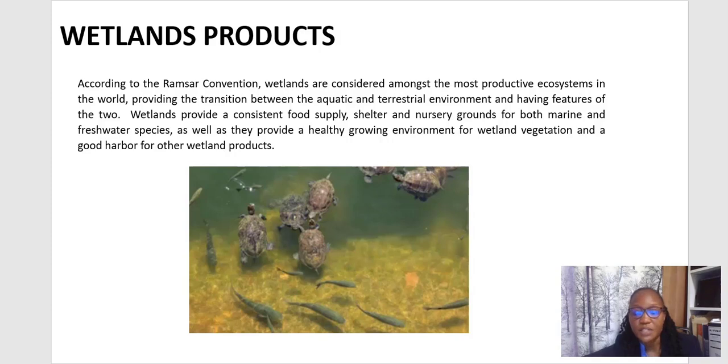They provide a transition between the aquatic and the terrestrial environment, having features of the two. Therefore, wetlands provide a consistent food supply, not just for human beings, but also for animals and a wide range of biodiversity. They also provide shelter and nursery grounds for breeding, both for marine and freshwater species. They as well provide a very healthy growing environment for wetland vegetation and a good harbor for other wetland products.